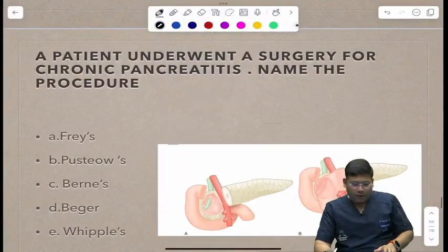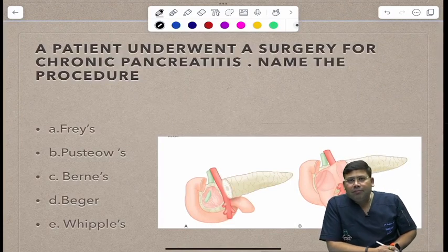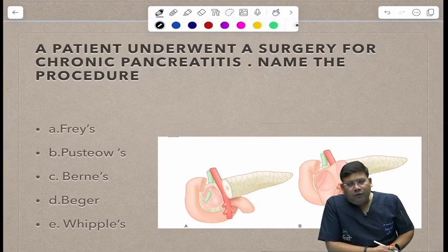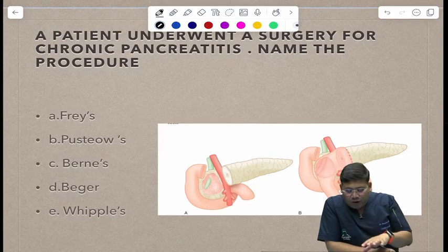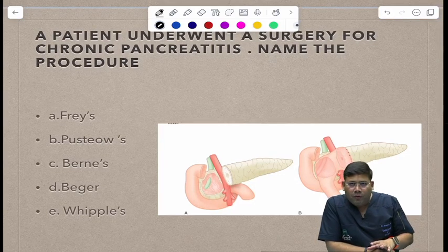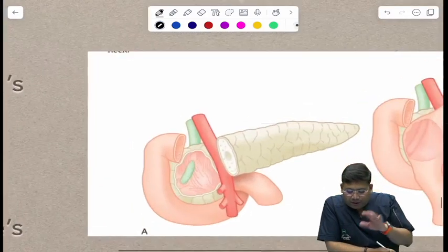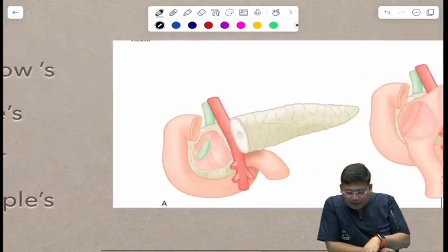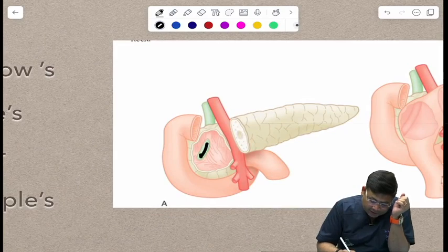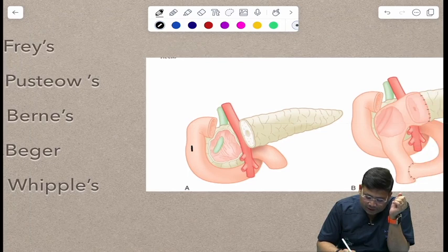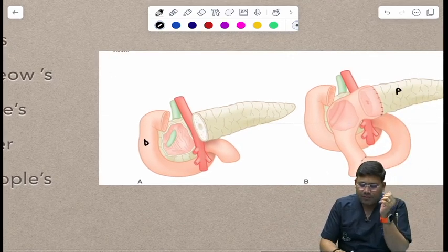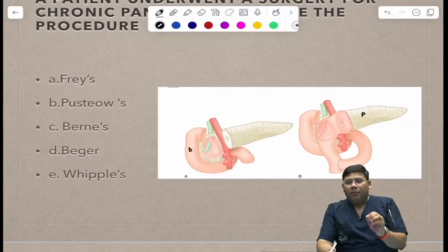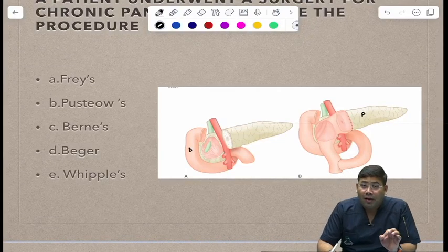Again, a question from GIT. A patient underwent a surgery for chronic pancreatitis. Name the procedure. So, now you have something in front of you. I have the pancreas which has been resected. You can understand this is the CBD that you are seeing, this is the duodenum and this is the pancreas, and you have done some pancreatico-jejunostomy. I would be very happy if you answer this question.